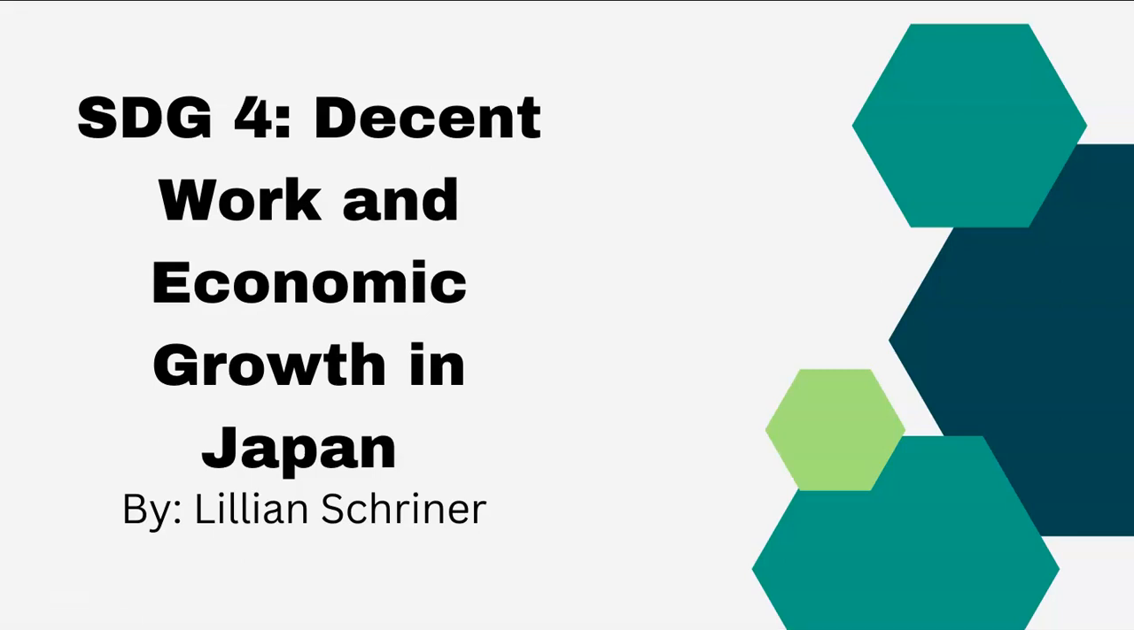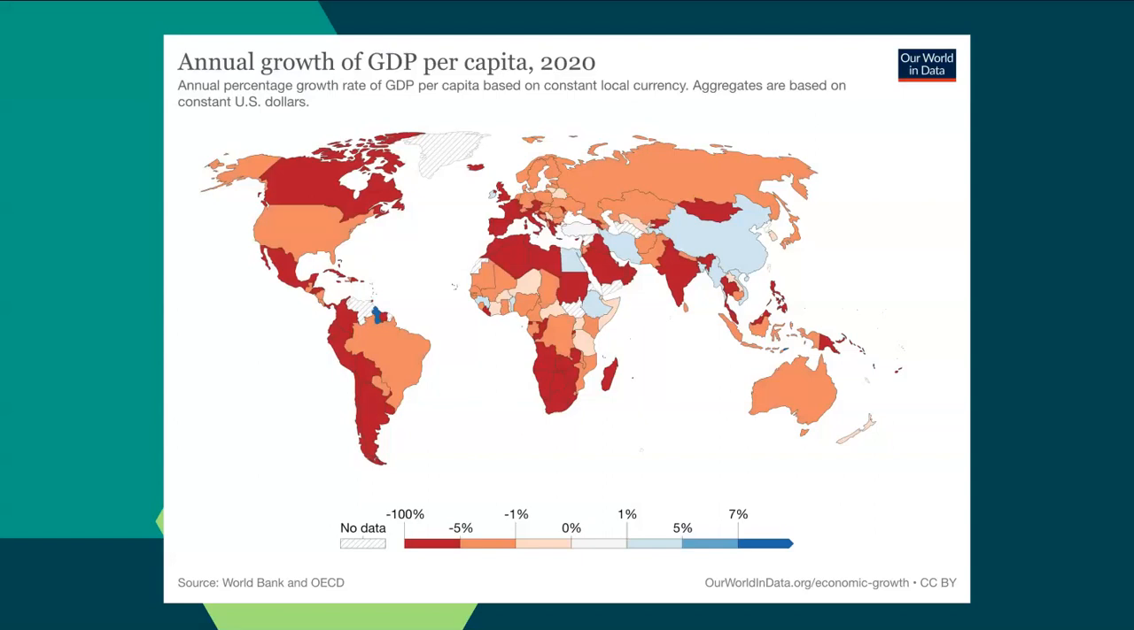So I'm doing for my SDG 4, I'm doing decent work in economic growth in Japan. So mostly I'm focusing on GDP, because I feel like it's one of the easiest ways to show economic growth, and I'm just using it for the overall presentation because there are many ways you could go about it. So first, I want to start with the overall scope of the world for their GDP.